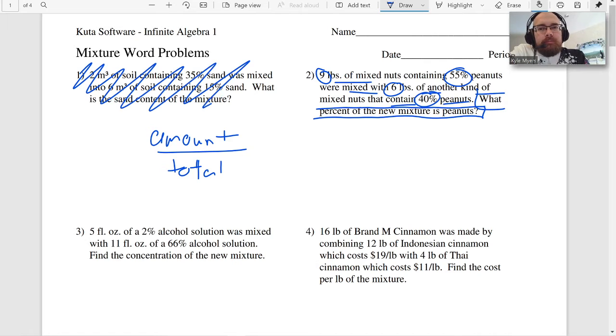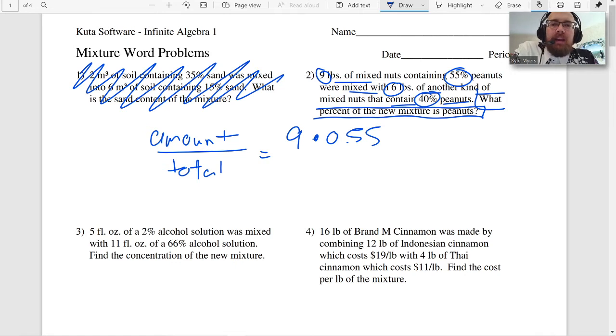And I'm going to cross this out here. We're not doing number 1. The amount of peanuts. Well, what's the amount of peanuts? Well, it's 9 pounds containing 55% peanuts. Well, what would that be? How many pounds of peanuts is it? Well, it'd be 9 pounds times 0.55, 55% as a decimal. That times 9 would tell us the amount of pounds of peanuts. Plus the other amount, 6 times 0.4, 40%. That would be the amount of peanuts in the other kind of mixed nuts.